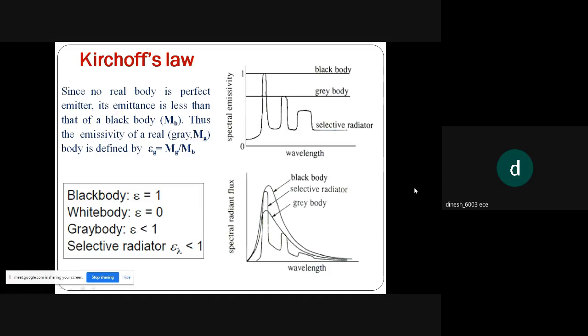In thermal radiation, you can see it is being measured with the spectral emissivity to wavelength. So we are taking three bodies. One is a black body, another one a gray body, another one a selective radiator. Since no real body is a perfect emitter, its emittance is less than that of a black body. So consider that the black body is emitting at emittance of MB.